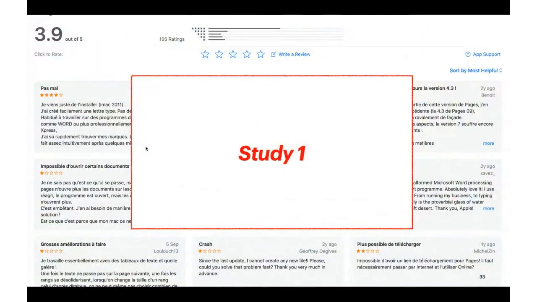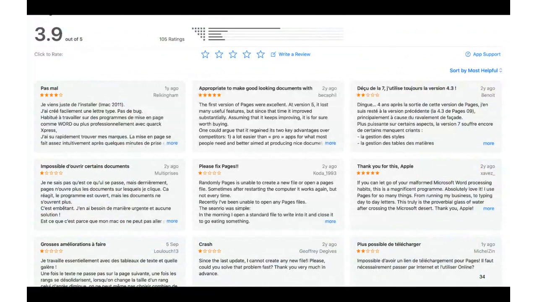Any ideas what it is? Any guesses? Just type.